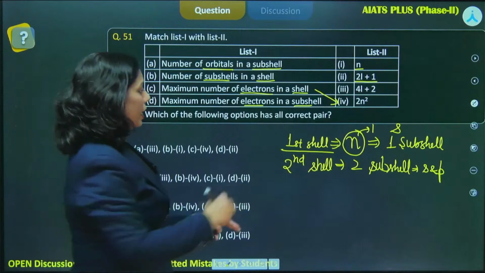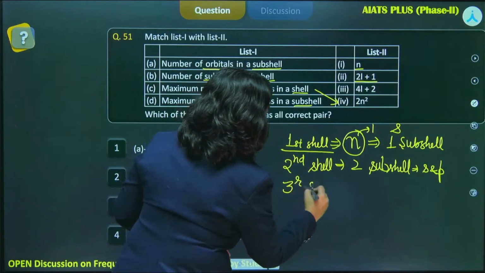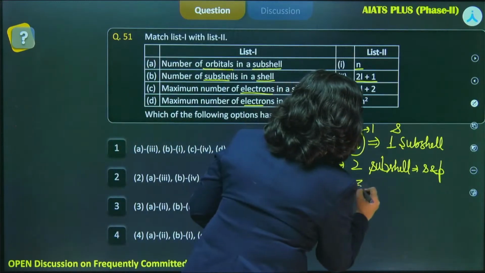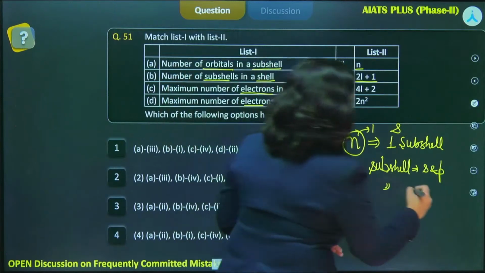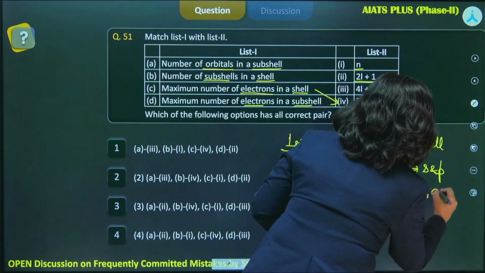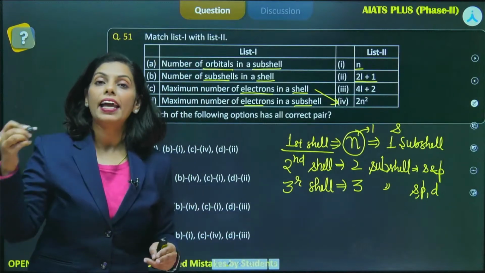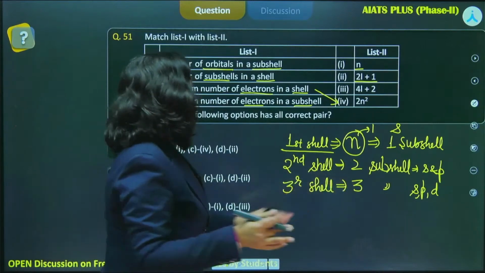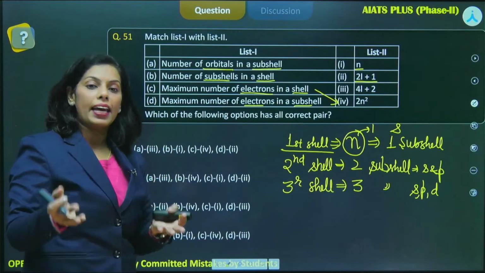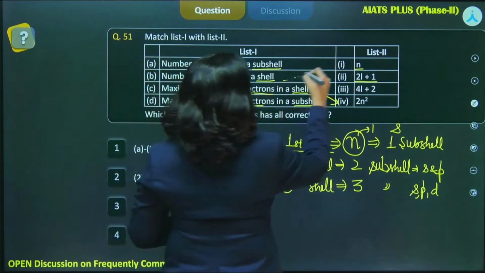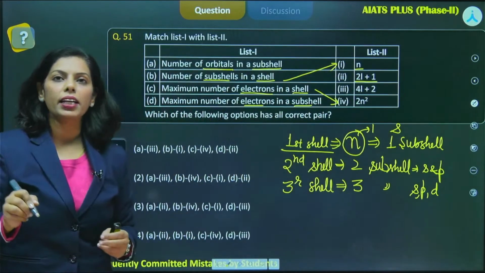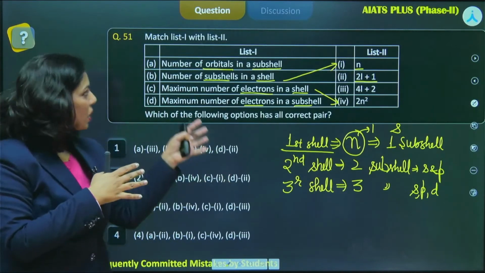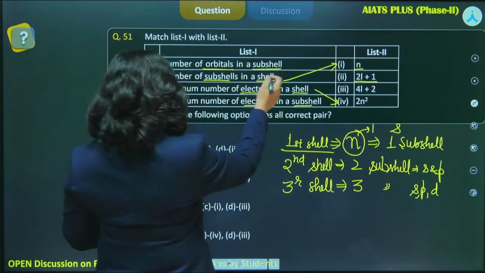Right? Now, similarly, if I'm talking about the third shell, then once again, with respect to the principal quantum number, there would be 3 subshells. And these are S, P and D. In the fourth one, S, P, D, F and further so on, right? So with respect to the number of shells, we can identify the number of subshells present there. So this way, this B is matching with the first one. Done. So what I'm doing actually here, one by one, I'm relating it. Okay. So hope this is clear as well. Now further, the number of orbitals in a subshell.